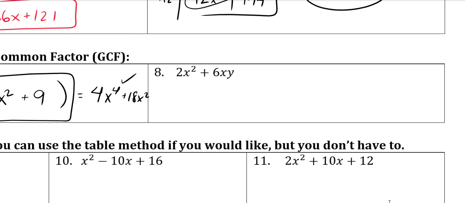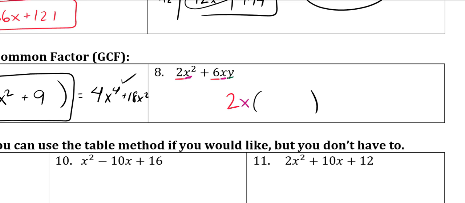What about this one? Again, we do the numbers first. What's the most amount, or what's the biggest number I can divide into 2 and 6? What's the biggest number that goes into 2 and 6? It's 2. This has 2 x's. This only has 1 x, so I can only divide 1 x out. This has 1 y, and this doesn't have any y's, so I can't divide a y out of both, so I can't divide it out.